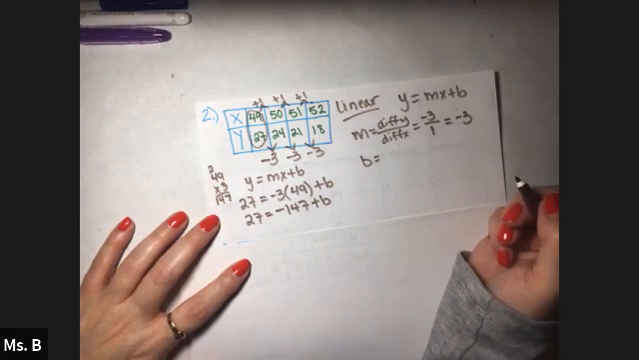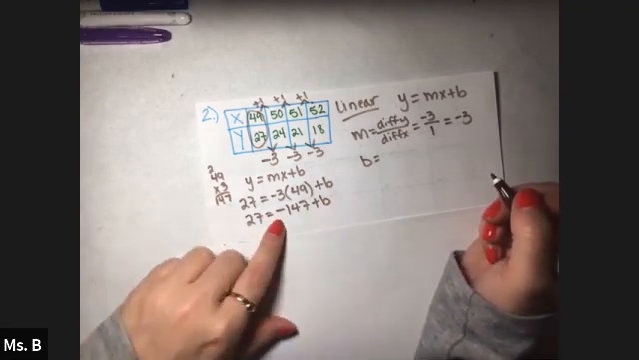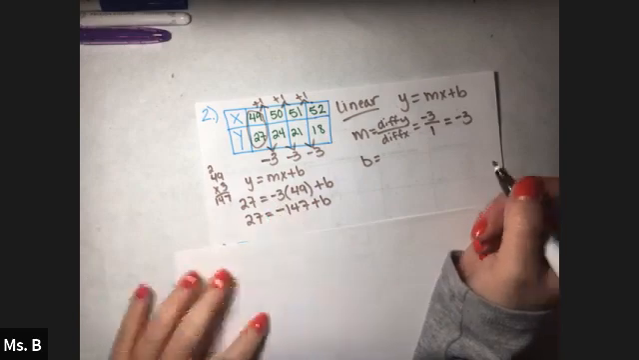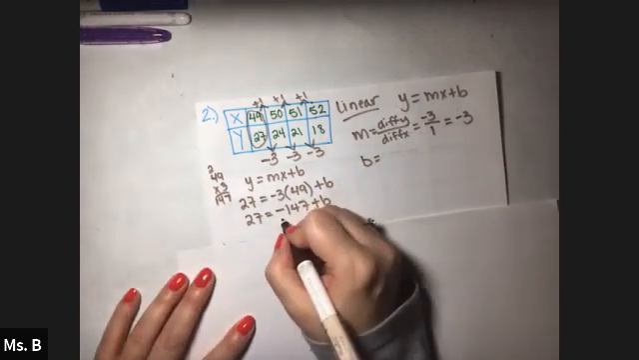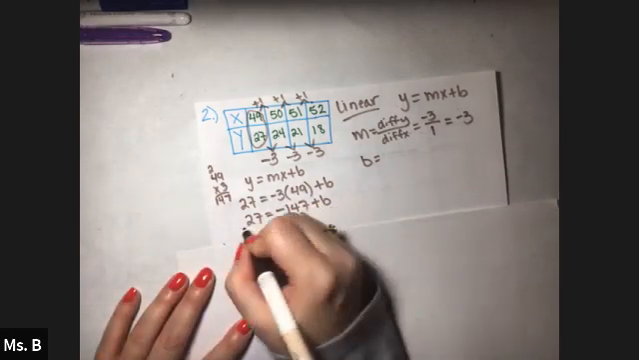At this point, we have a one-step equation. We want to get b by itself, so we're going to do the opposite of what we have here. So this is negative. The opposite would be plus. So we're going to add it to both sides.